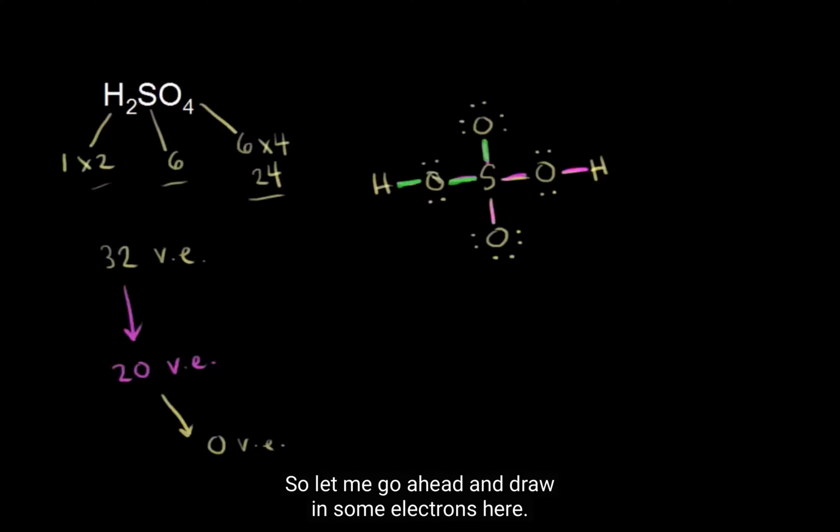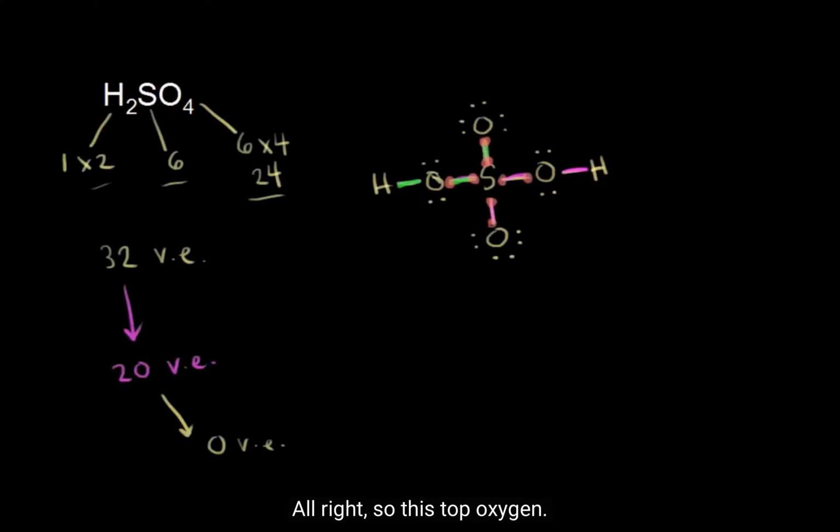So let me go ahead and draw in some electrons here. We know that each bond consists of 2 electrons. I'm going to go ahead and make them red here, like that. And let's assign a formal charge to the top oxygen here.